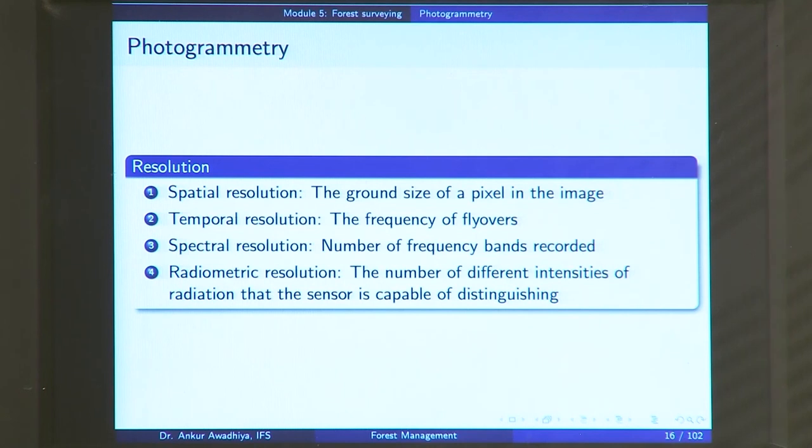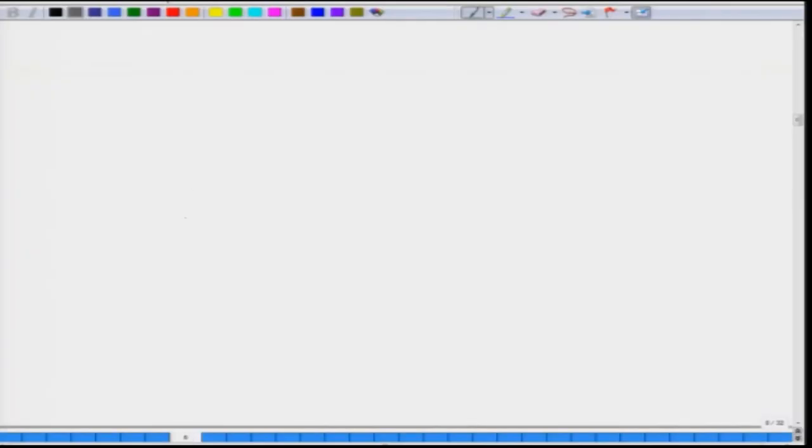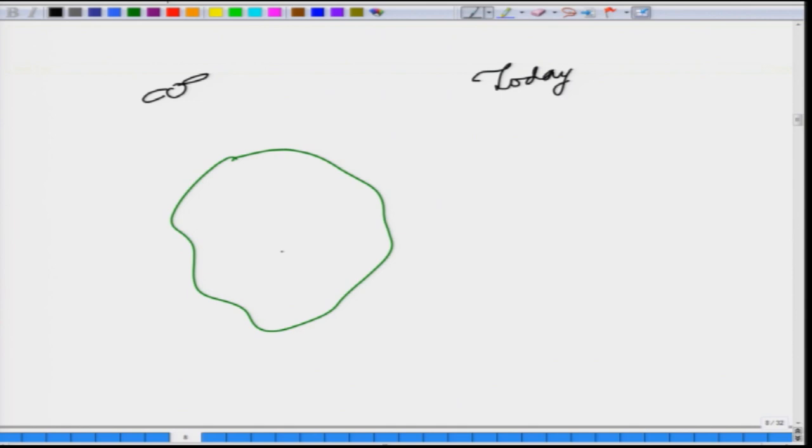Now, the second resolution is known as temporal resolution, or the frequency of flyovers. Now, when we were talking about the satellite image and the drone image, what is the difference, or what is the time that elapses between two flyovers of the same area? So, here we are saying that you have a forest. So, this is a forest and you want to have information of this forest. So, probably your satellite moved over this area, say today, and this satellite will come back to this area, say after 3 days.